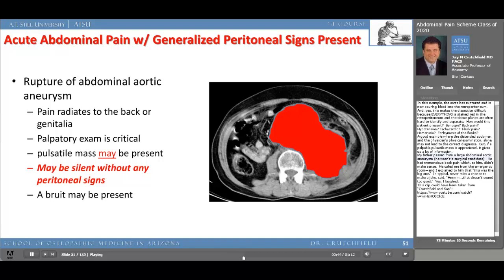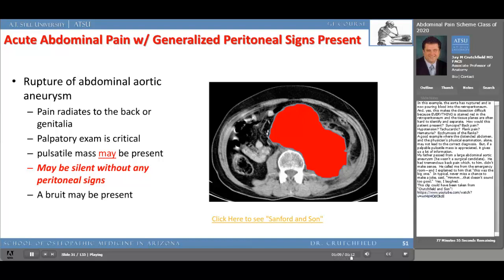So acute abdominal pain with generalized peritoneal signs? Probably not. Probably just back pain. The workup might include only your physical exam if the aneurysm is ruptured. The best exam, if you have time, is a CT scan of the abdomen and pelvis with IV contrast, but only if the patient's kidney function is normal, and that's probably unlikely.